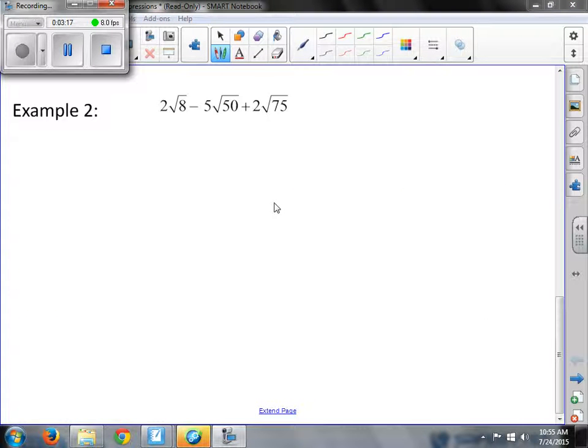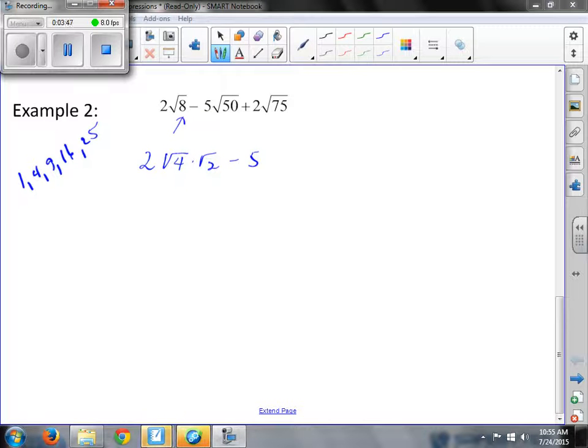Now these don't look like radicals, but when we simplify them, you will see that they will be like radicals. Let's think of our perfect squares. 1, 4, 9, 16, 25. I think that'll be far enough to go. What perfect square goes into the 8? Let's see. 4. So we have the square root of 8. We're going to copy down the 2. The square root of 8 is the same as the square root of 4 times the square root of 2. Copy down the minus 5.